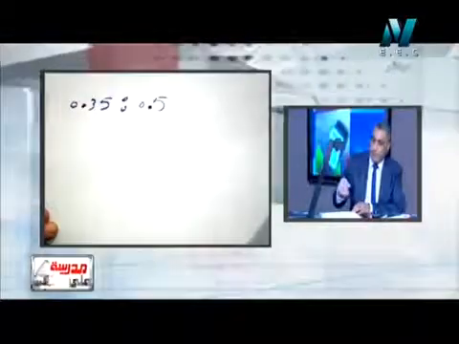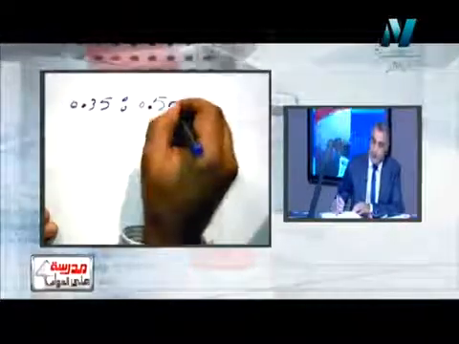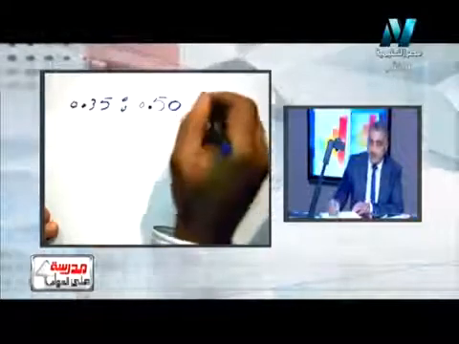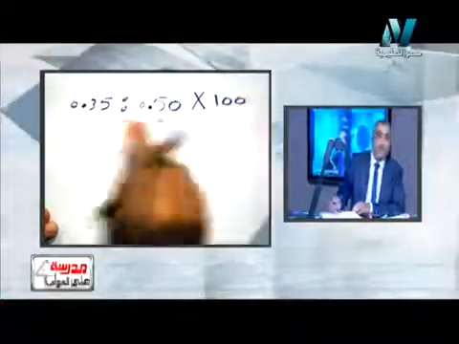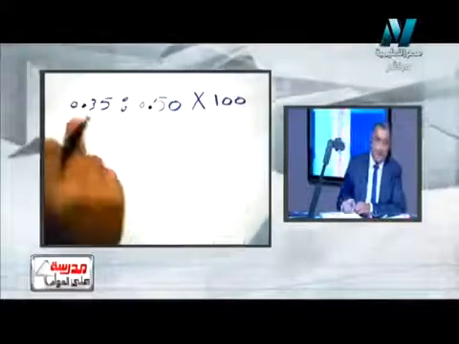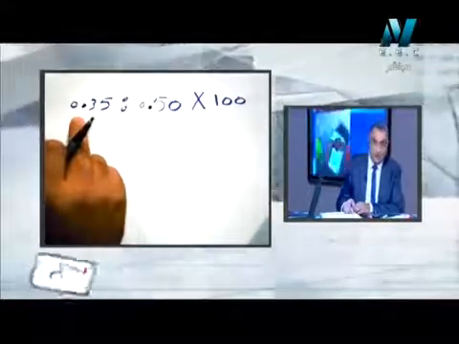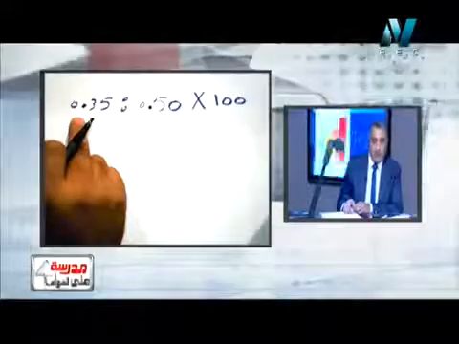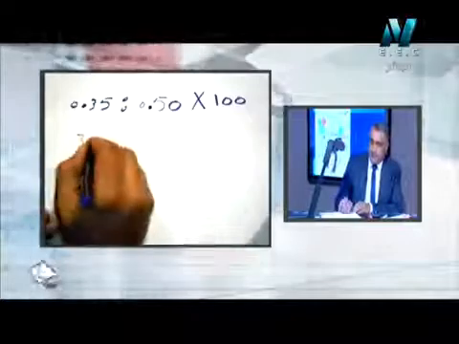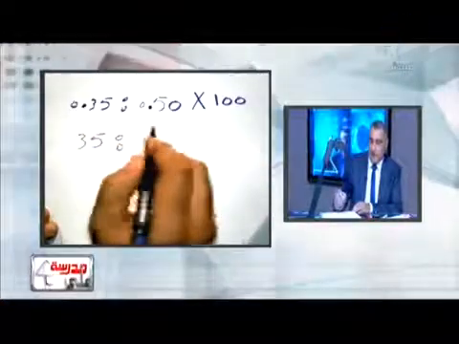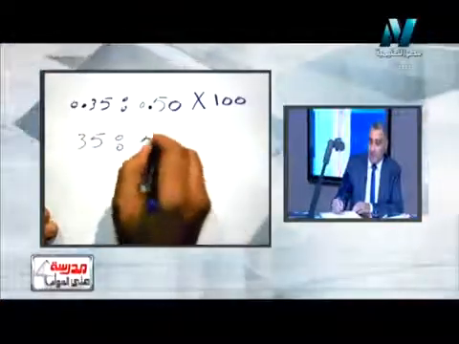We have to put 0 here and multiply by what? Very good. Multiply by 100. Why multiply by 100? To cancel the decimal point. It's a very important point, my dear students. 0.35 by 100, yes, 35. 0.50 by 100, yes, 50.